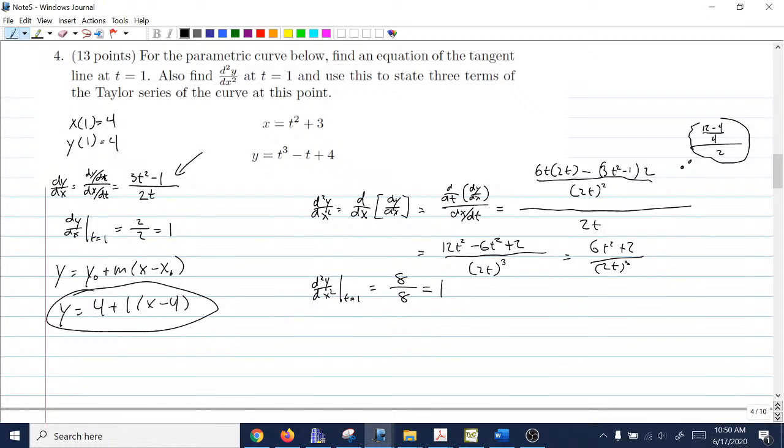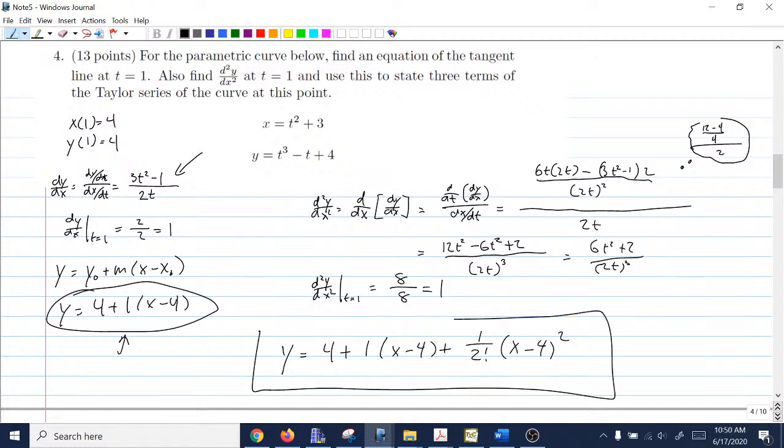State 3 terms of the Taylor series of the curve at this point. This is take the tangent line and add one more term. It's y equals y value plus the slope times (x minus the x value), plus the second derivative over 2 factorial times (x minus the x value) squared. There's the 3-term Taylor series.